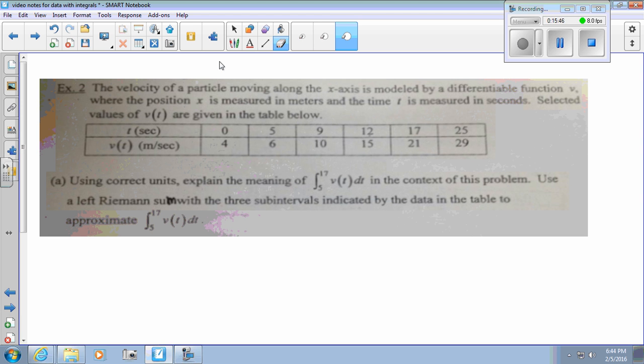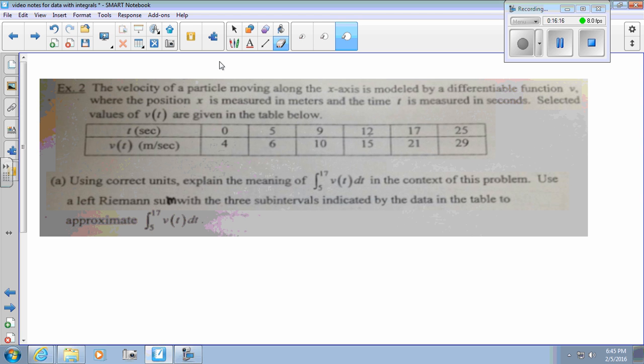Okay, and this time I want a left Riemann sum. So a left Riemann sum is using a rectangle, so we're going to do length times width. The width of my first interval from 5 to 9 is going to be 4, because that's a change of 4, times the left endpoint. Well, my left endpoint is the 5, so I'm going to do times f of 5.